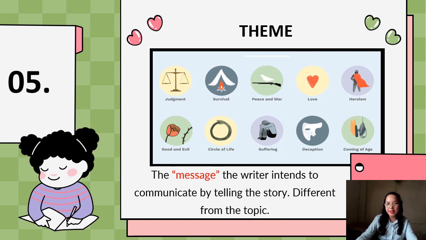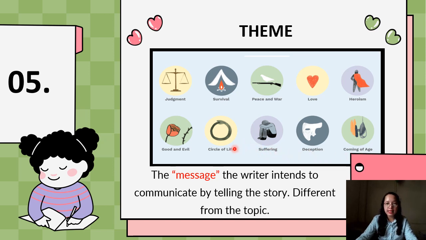Now, the last element of a short story is the theme. Now, the theme is the message the writer intends to communicate by telling the story. Now, theme is different from the topic. Now, themes can be described in a word only, just like judgment, survival, peace and war, love, heroism, good and evil, circle of life, suffering, deception, coming of age.